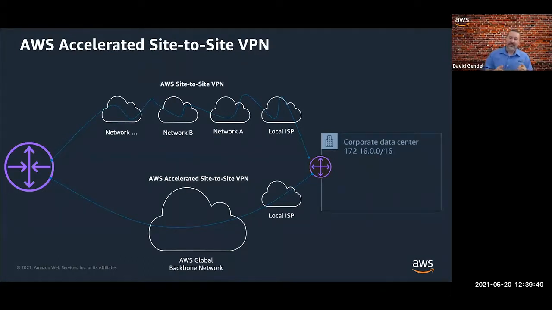If instead you chose to use accelerated site-to-site VPN, your traffic would start out at Tampa and either go to Miami or Jacksonville, whichever one it decided was closer. And from there, it would ride the AWS fiber all the way to your VPC. That's the difference. So it eliminates a lot of extra hops. It gives you private fiber, low latency, low jitter performance.